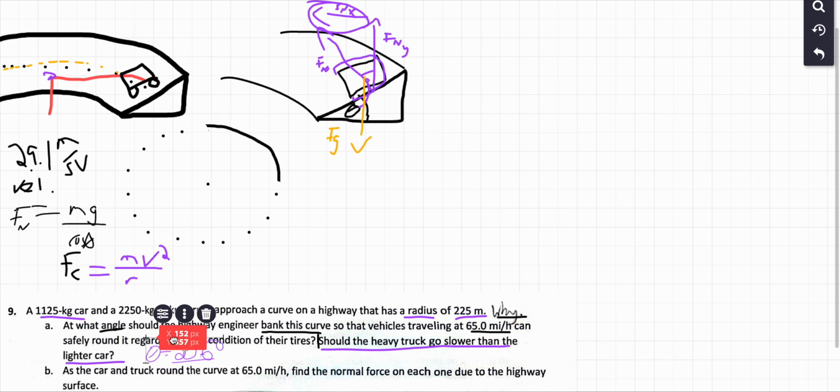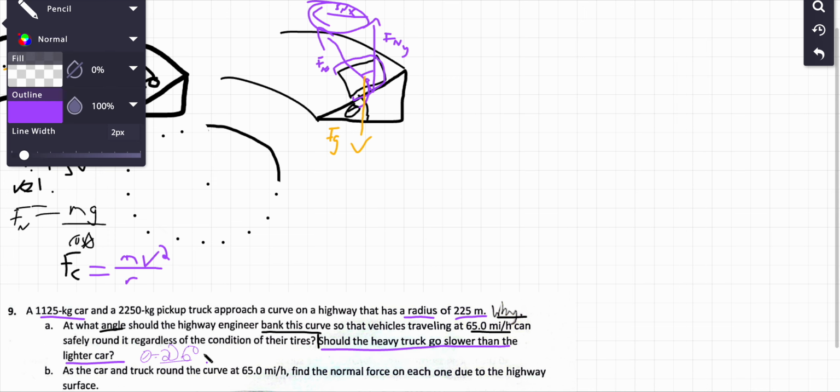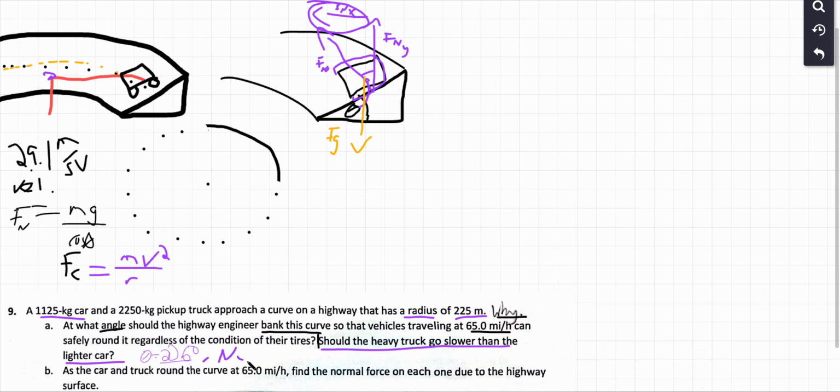Actually, I'll move this down here. Next: as a car and truck round the curve at 65.0 miles per hour, which we already found earlier is 29.1 meters per second, find the normal force on each one due to the highway surface. Oh boy, we have our normal force equation right here, all prepped and ready. And they want to know the car and the truck. We might want to use mass for this one.